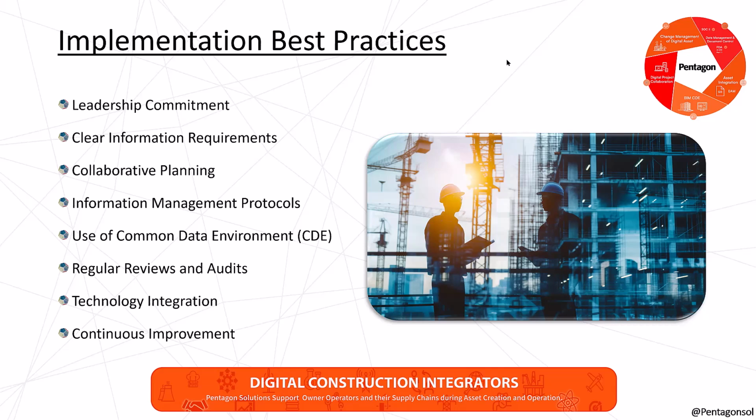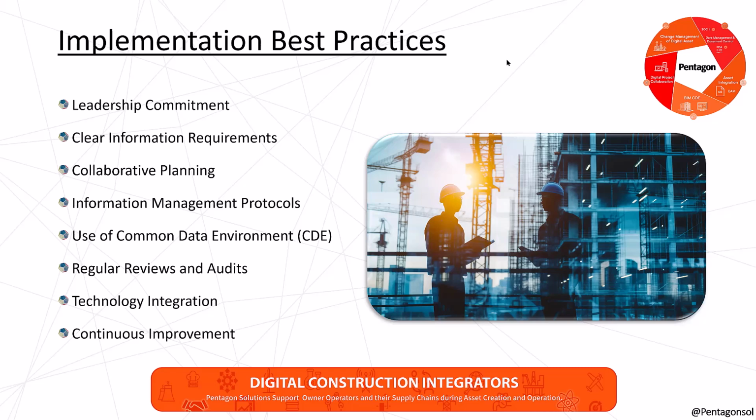Then you need to have training and education. You have to get all your team members to undergo training in the principles and practices of ISO 19650 so they can fully comprehend their roles and responsibilities within the framework of the project. You need to implement clear information requirements, so define document information requirements right from the start of the project. All stakeholders must understand what is expected so we can effectively work together.